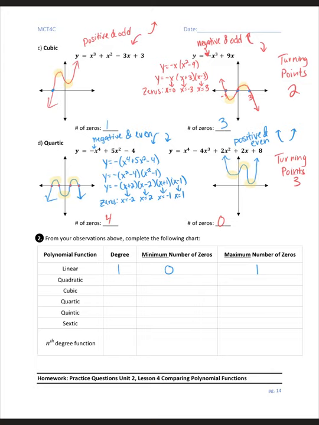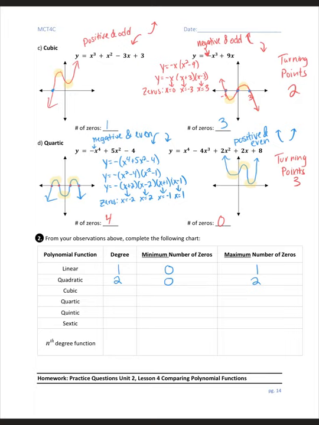With our quadratics, remember, are a degree of 2. The minimum number of zeros, again, if the polynomial was above the x-axis and going up, we would have 0, or if it was below the x-axis and pointed down, we would have 0 zeros. And then the maximum number of zeros we had was 2. Both endpoints kind of cross the x-axis.